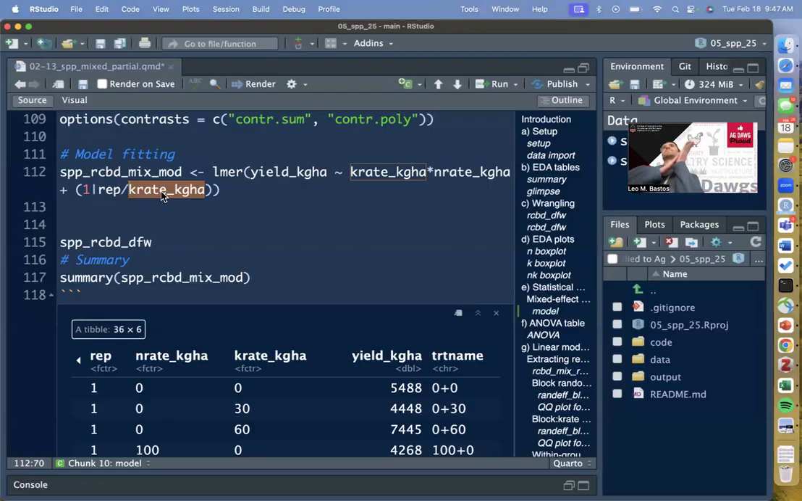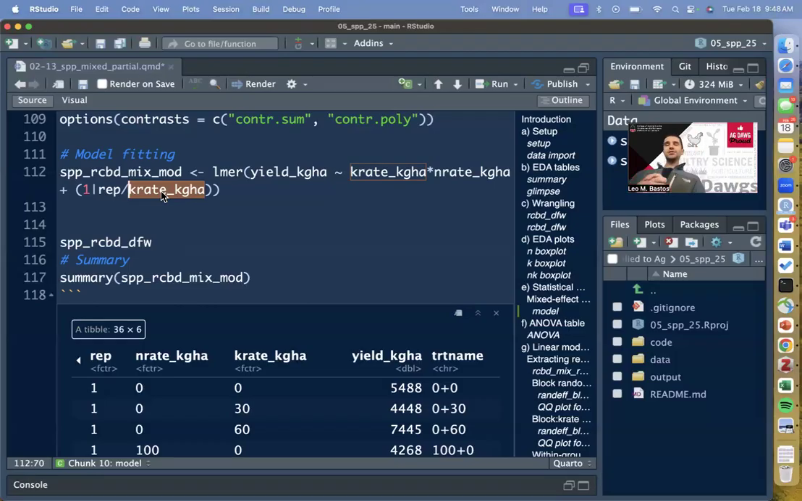So let's think about it just a quick second here. This is the model that you're going to run for our potassium by nitrogen rate split plot, where potassium is the whole plot treatment factor, nitrogen is the split plot treatment factor, and we're running this on a randomized complete block design with blocks treated as random.